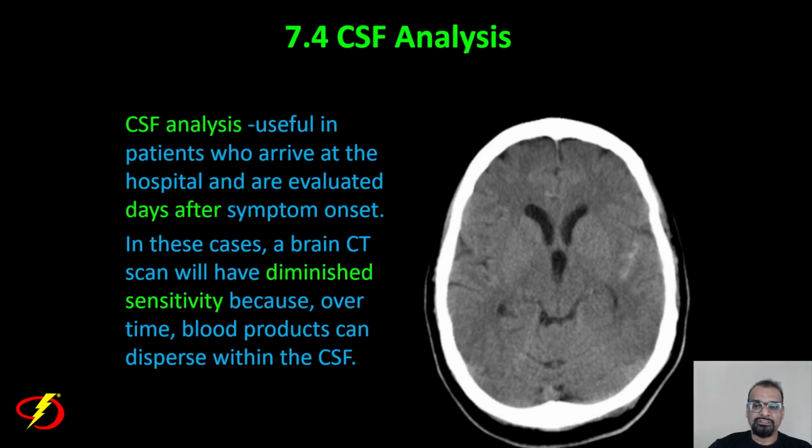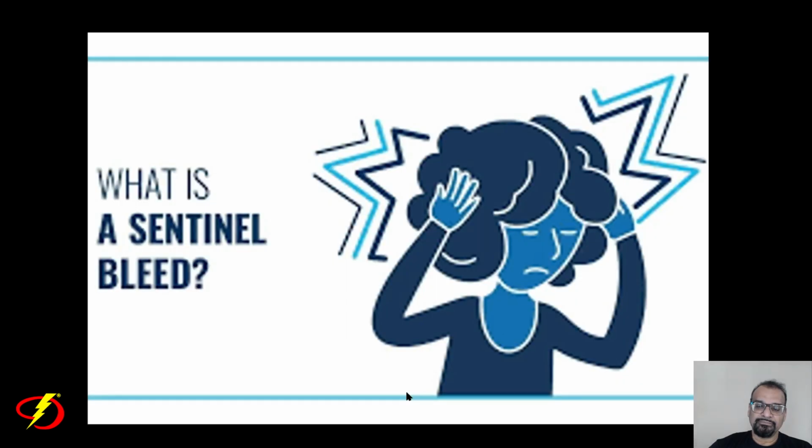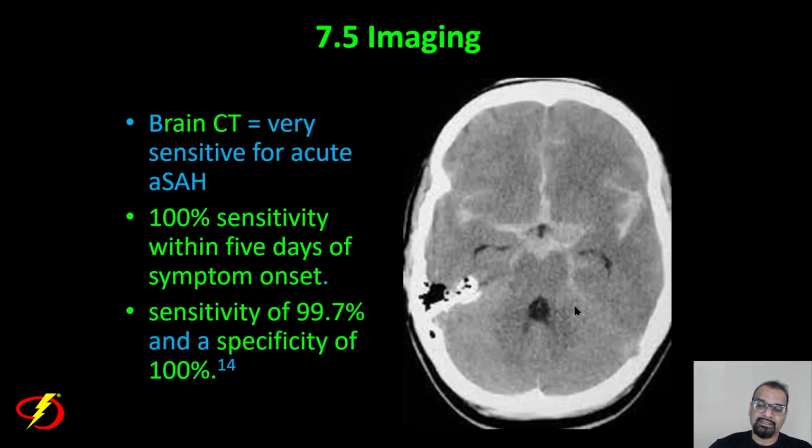So CSF analysis is useful in patients who arrive in the hospital days after their symptom onset. Why? Because days later, the sensitivity of CT to detect subarachnoid hemorrhage diminishes. However, CSF analysis is still fairly sensitive. This is particularly relevant in people who have sentinel bleeds or sentinel headaches. This is thought to be caused by a small bleed from an aneurysm that causes a severe, worst headache of their life presentation. And then the patient comes to the hospital days later. They likely had a bleed that has dissipated and is no longer seen on CT scan.